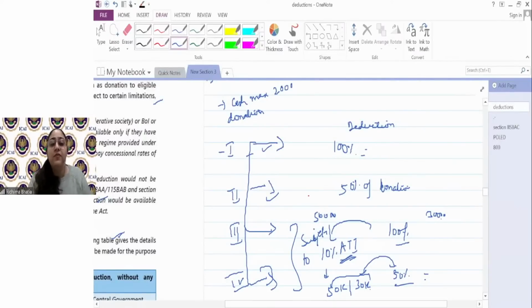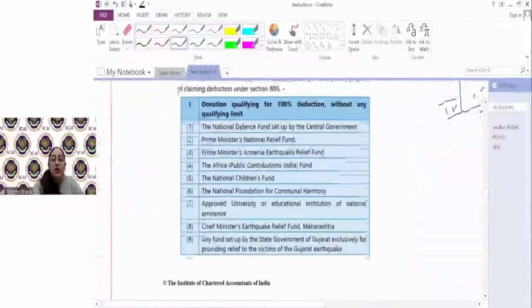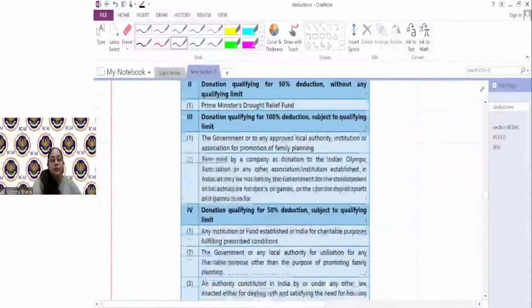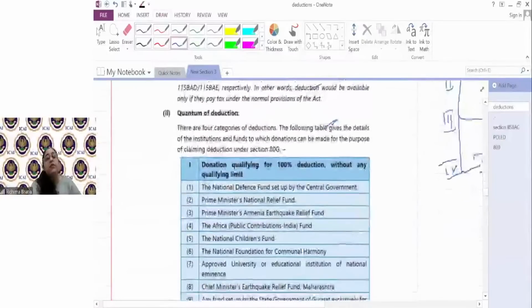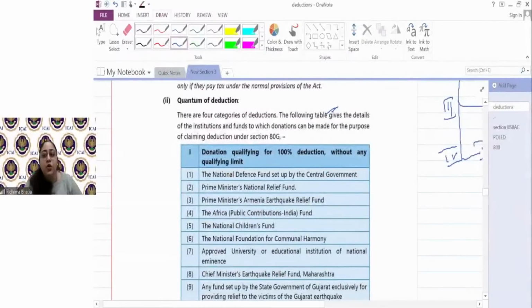Now, what all actually fall in first, second, third and fourth category? See, government आपको 100% deduction कब देगी? When government से related या national welfare से related आप funds में करोगे. So 100% category में there is an entire list of almost 24 types of funds in which if you make a contribution, you will get 100% deduction. But ये 24 funds को याद करने से better है second, third, fourth को याद कर लो.